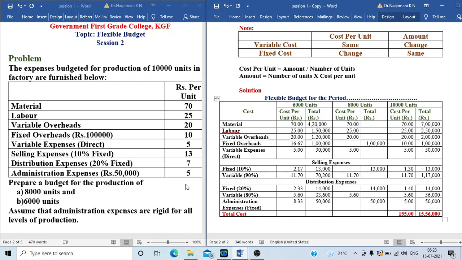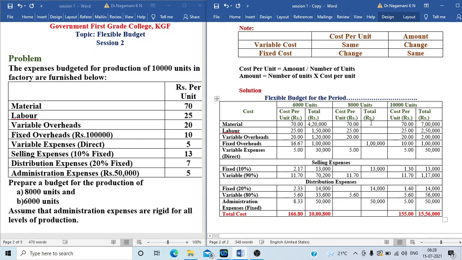We have to calculate the total cost. For 6,000 units, total cost per unit is 166.80. Next, total cost is 10 lakh 800. Same way we have to do it for 8,000.